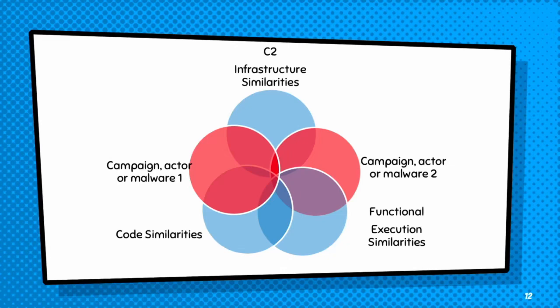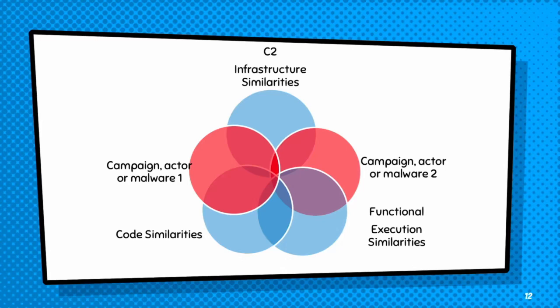Those two red circles, what I'm trying to show is those could be independent activity, so it could be an individual malware family that's not necessarily tied to a campaign or an actor group, or they could be related. And the relations between those two campaigns, actor groups, or malware families traditionally falls into one of three sections. The first is C2 infrastructure similarities.